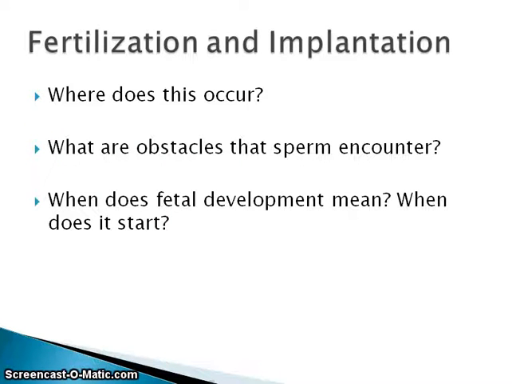Alright, since we're talking about making babies, understand where the fertilization occurs, and I mean where as in where in the reproductive tract. What obstacles sperm encounter along the way, and then also what fetal development means. When does it start? How long does it take? What major things are happening at certain times? So example, when does the heart start beating? When are the limbs formed? And so forth. Just know the major events. Don't spend a lot of time on that. Just make sure you do refer to it before you start the exam.